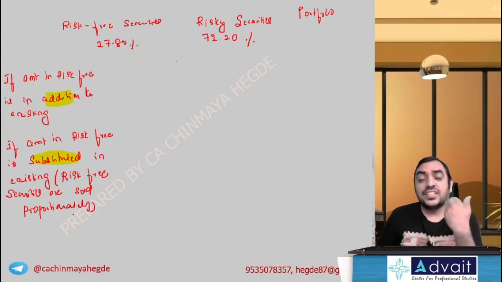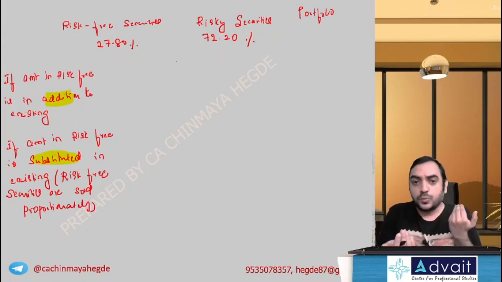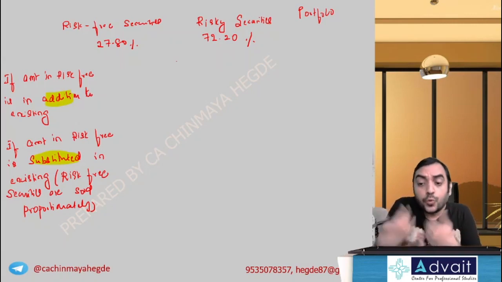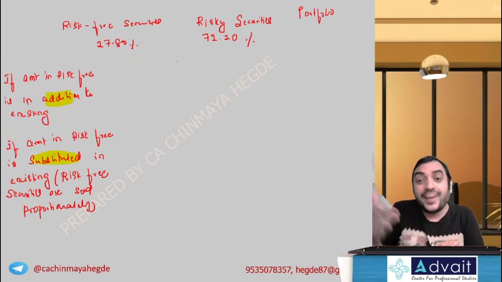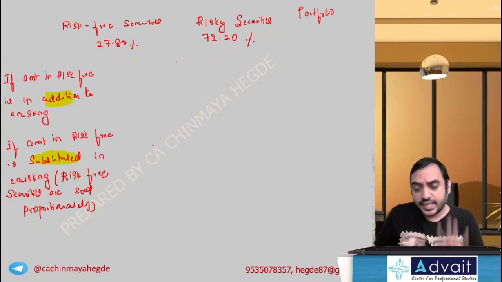Now, why should the existing be sold? Because you're substituting. If something is purchased, something should be sold in case of substitution. Why proportionately? Only then will the weights remain the same. If you sell only one of them, the weights will change. So that is the second interpretation.